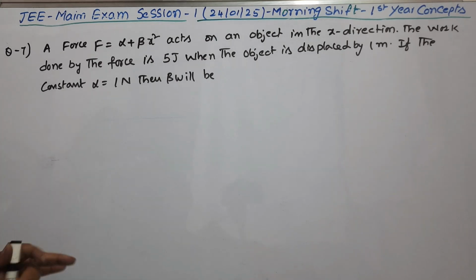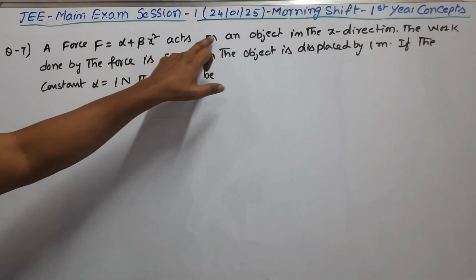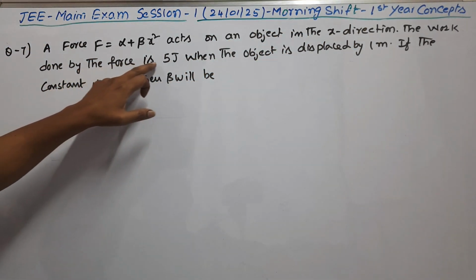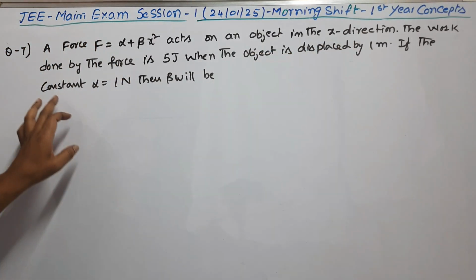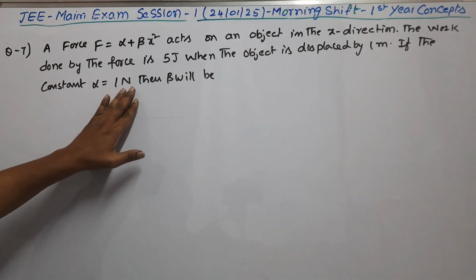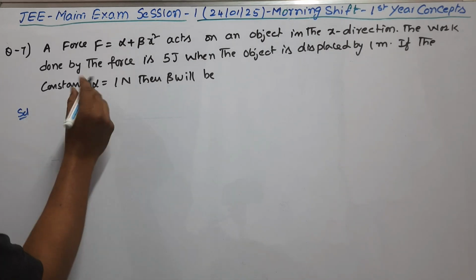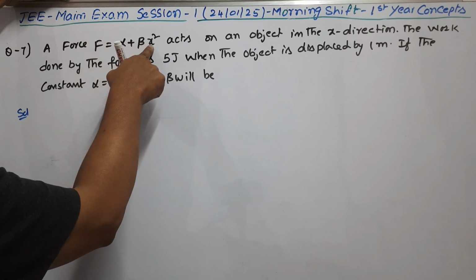The 7th question: a force F = αx + βx² acts on an object in the x direction. The work done by the force is 5 joule when the object is displaced by 1 meter. If the constant alpha is equal to 1 Newton, then what will beta be? This is a variable force, which means the force changes with respect to position.